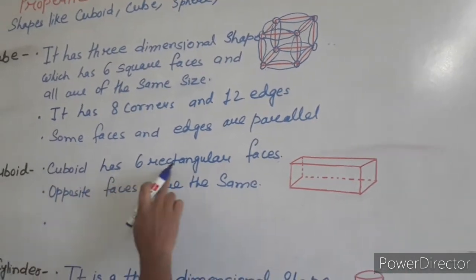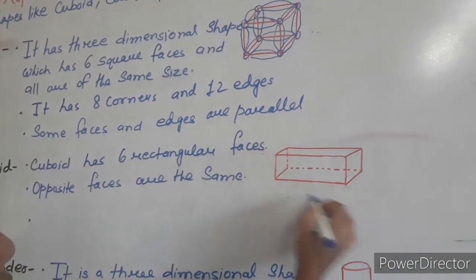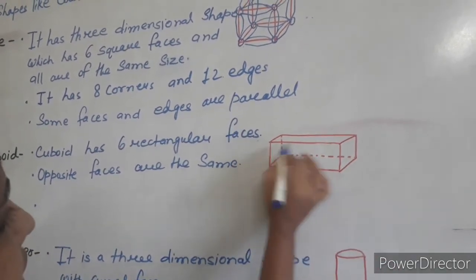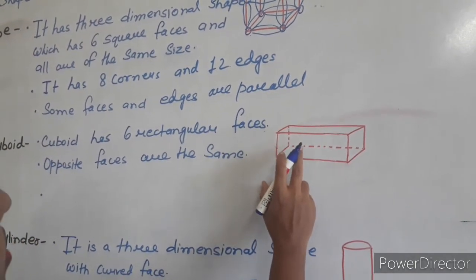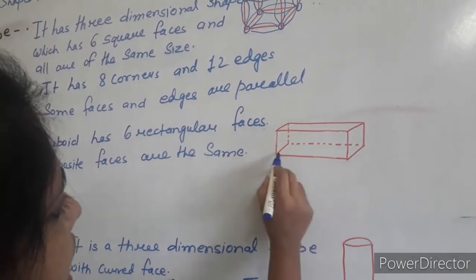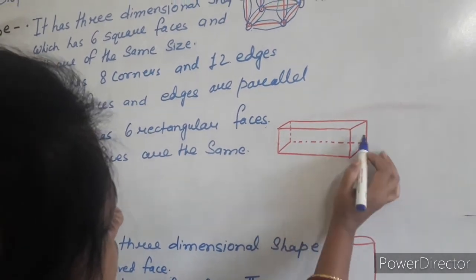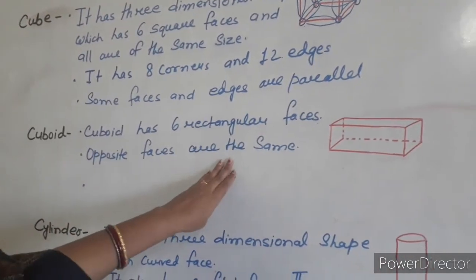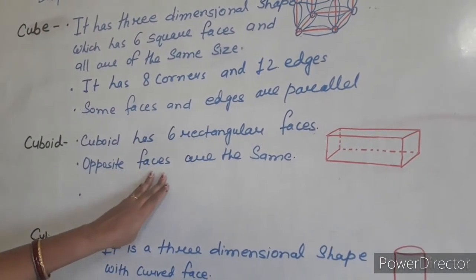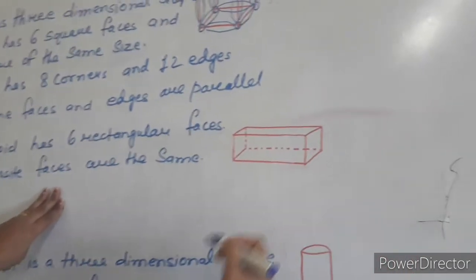Then cuboid. Cuboid has 6 rectangular faces. This is the cuboid and this is the rectangular shape. Okay, and these are the 6 rectangular faces, that is 1, 2, 3, 4, 5, the 6. So these are the 6 rectangular faces. Opposite faces are the same. As you know, in a rectangle the opposite sides are the same.